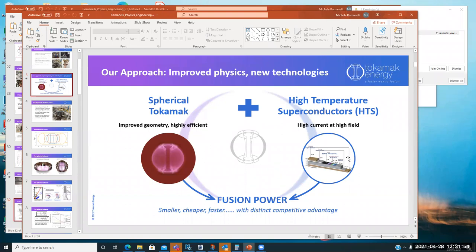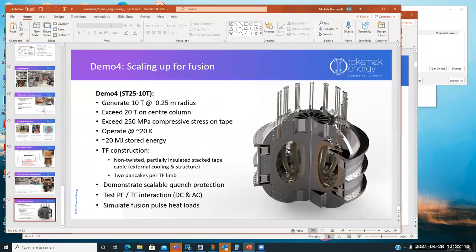At the same time, we are building a high temperature superconducting device to explore the properties of the coils built with high temperature superconductors in plasma-like conditions. Maybe you missed this very nice picture here. Yes, I think that Flavio missed the final part of the first part. So we are building this year, as we speak, this device, which is called the Demo 4. We are using the high temperature superconductors to build all the coils in this device.